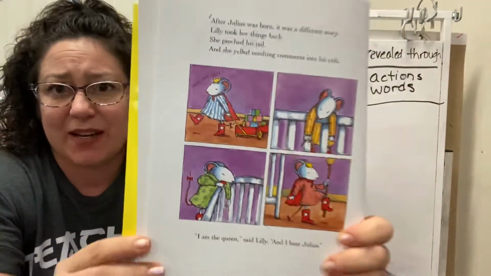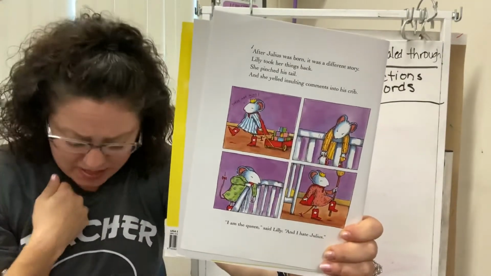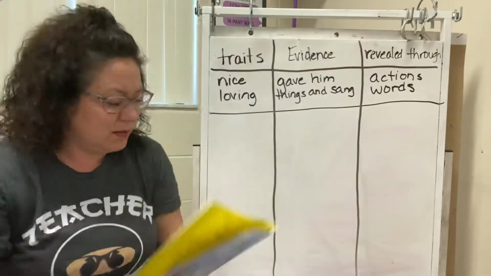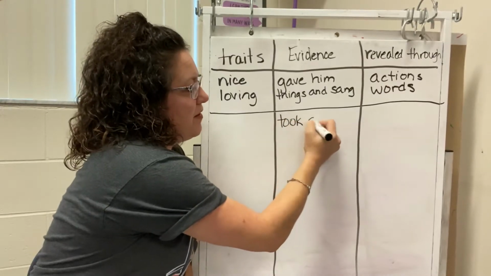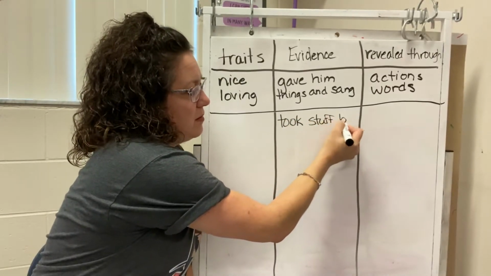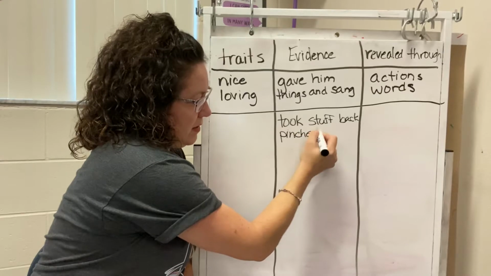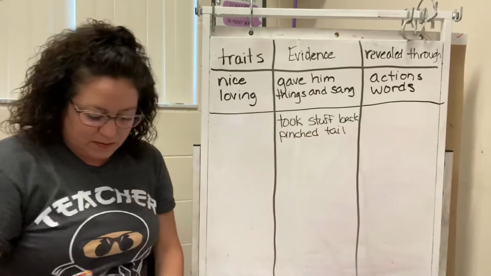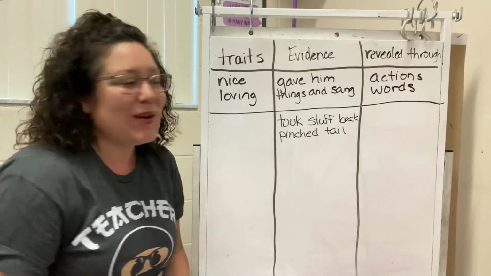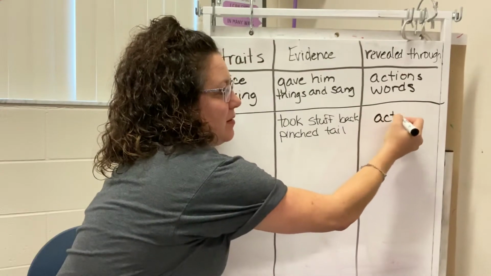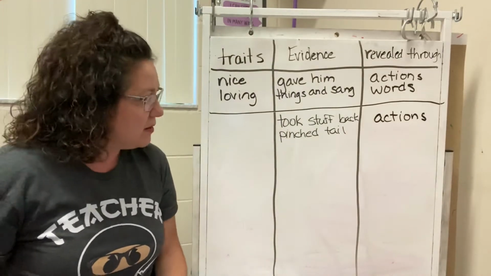Let's make another inference here. What is she doing? She's taking back her stuff, right? She pinched his tail. Took stuff back. Pinched tail. And that is evidence through what? Her words or her actions? Those are her actions that she was doing. Okay, that's proving to us what she was doing through her actions.